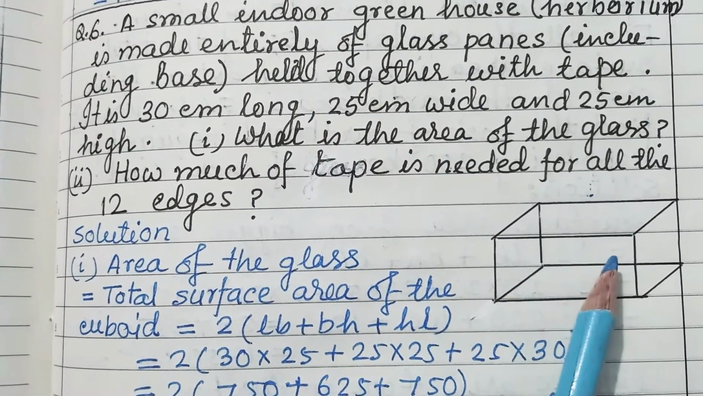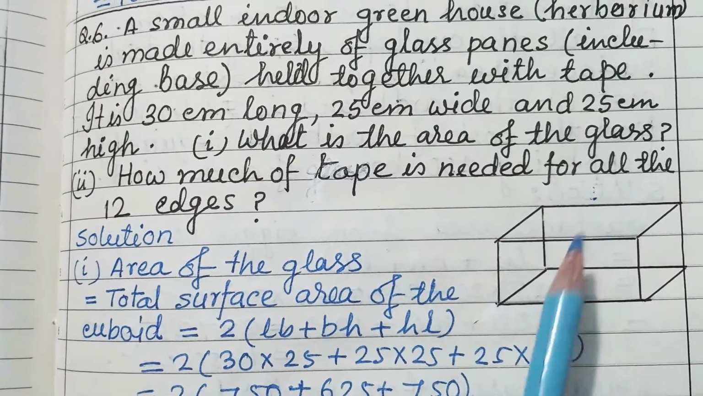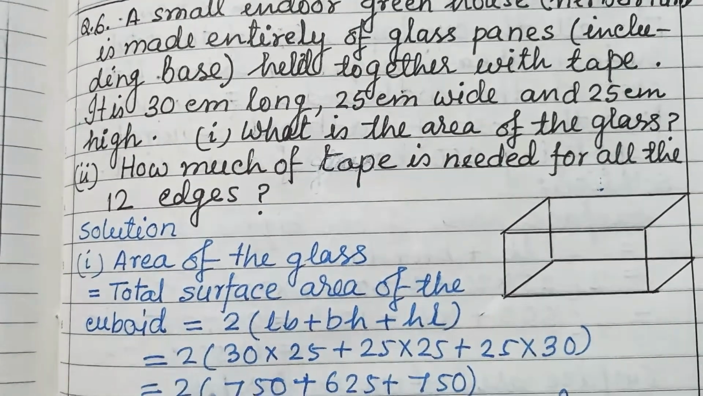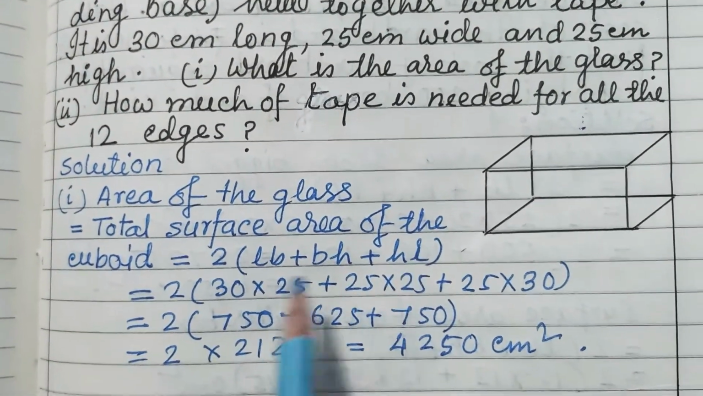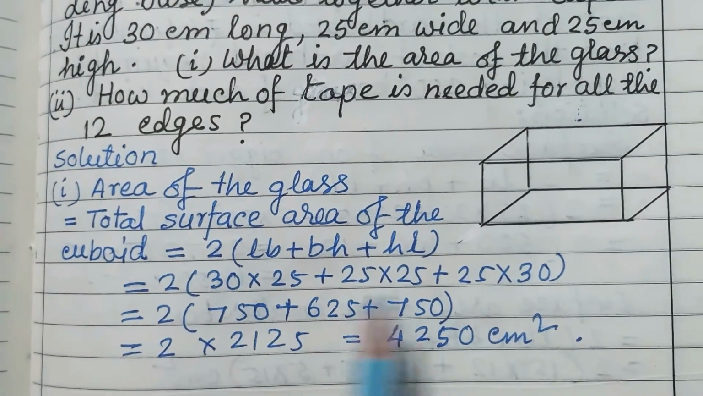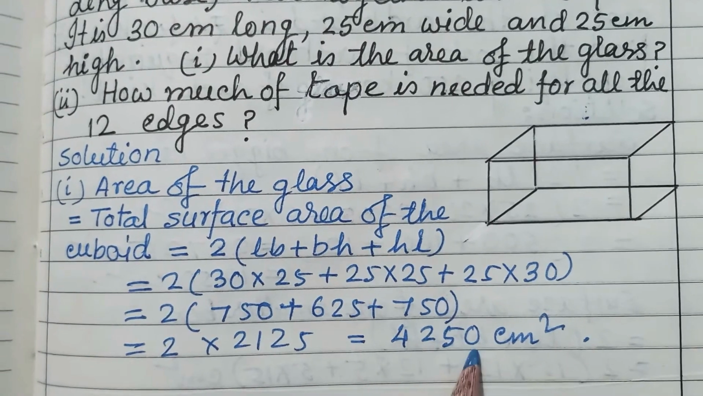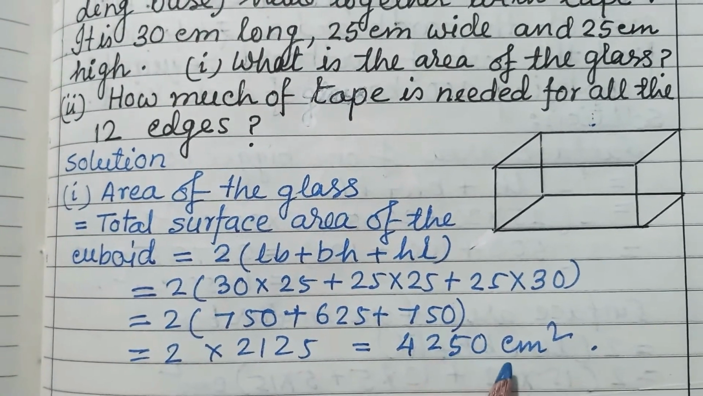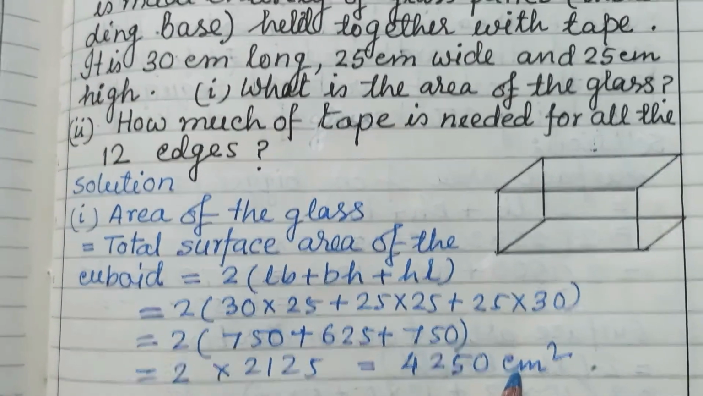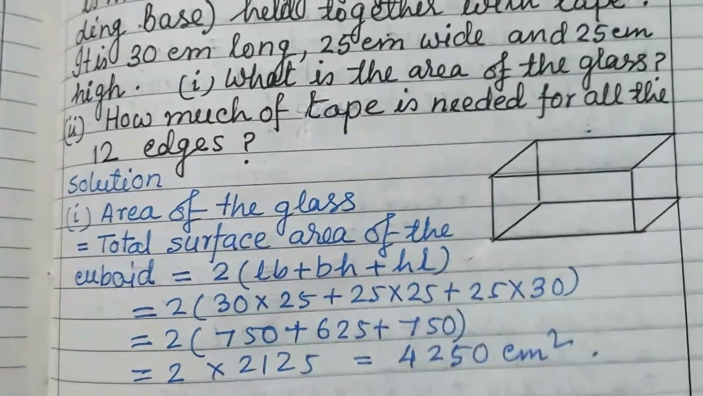First we have to find the total surface area. Okay, total surface area, it's a formula you know very well. Now substitute the value, calculate it. It is coming 4250 centimeter square.